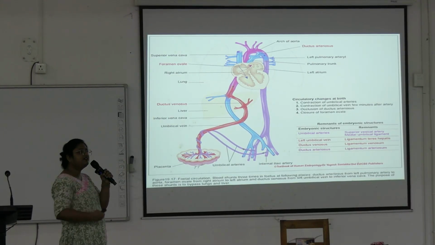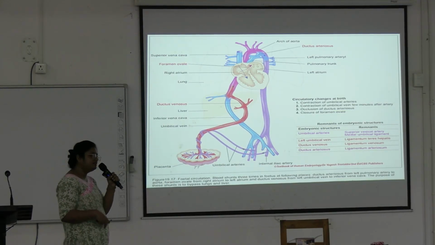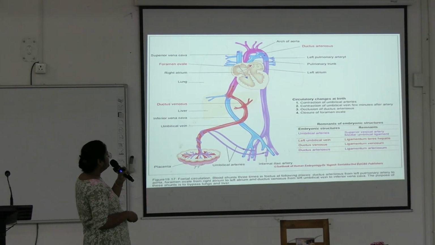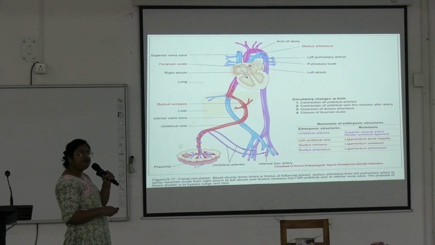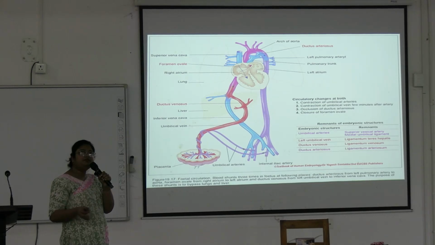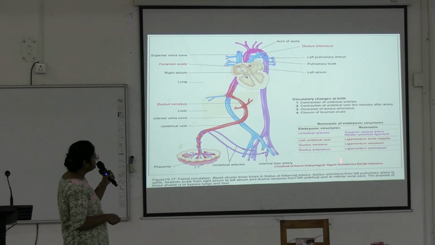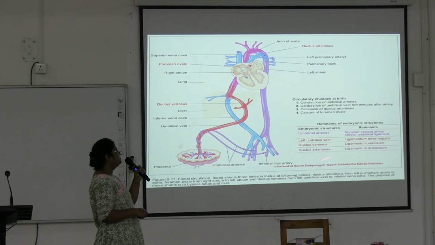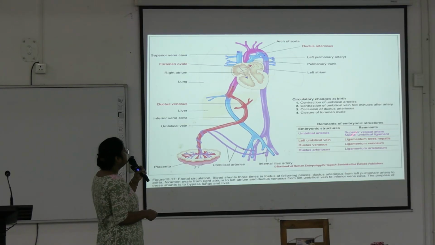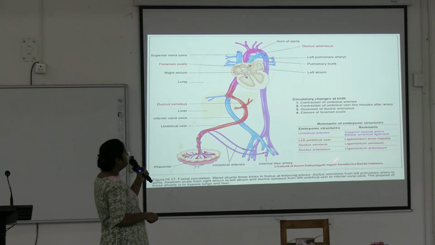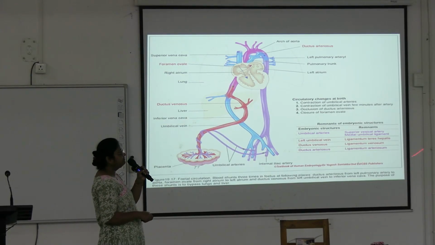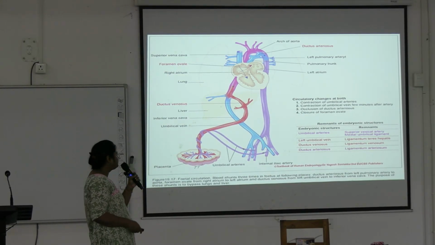You have seen near the falciform ligament, at the lower margin of the falciform ligament lies this ligamentum teres hepatis. The ductus venosus becomes fibrous and obliterated to form the ligamentum venosum, and the ductus arteriosus becomes fibrous and forms the ligamentum arteriosum. So these are the embryonic structures, and they remain as remnants in adult life.